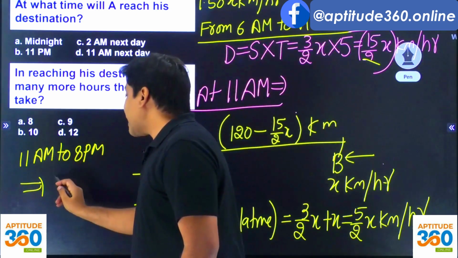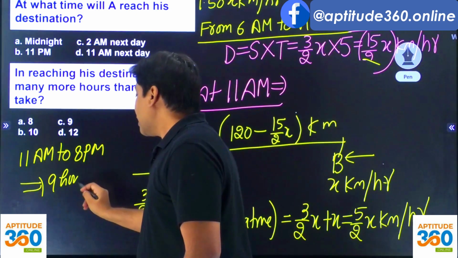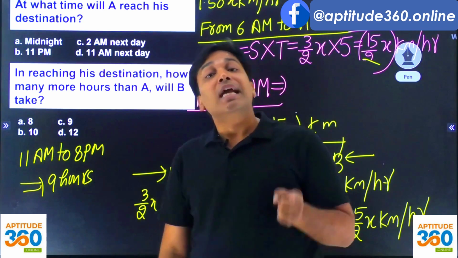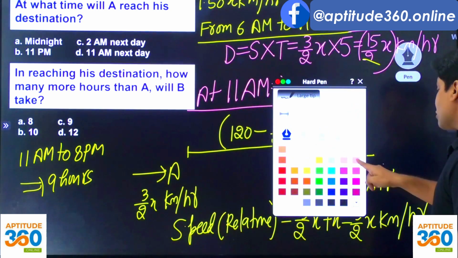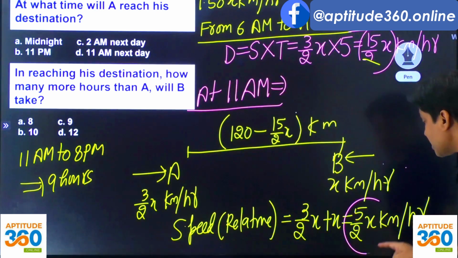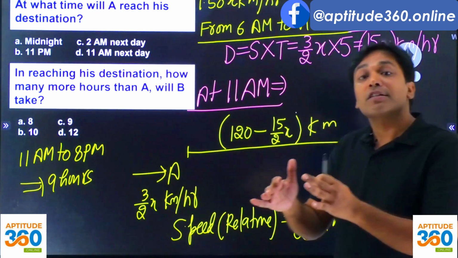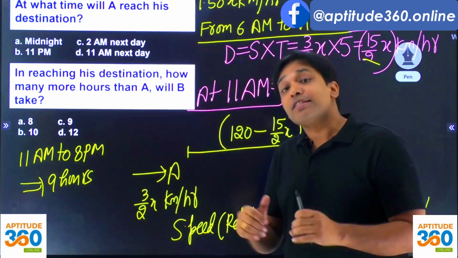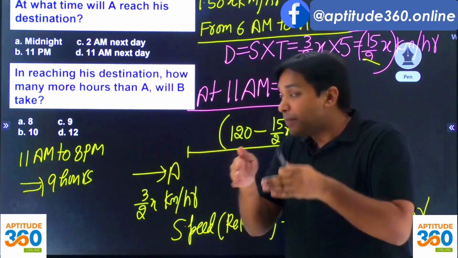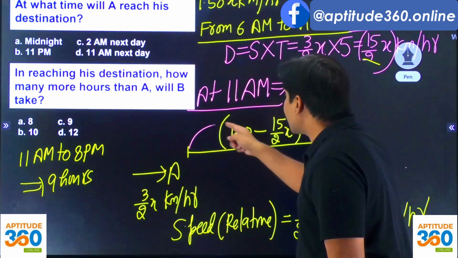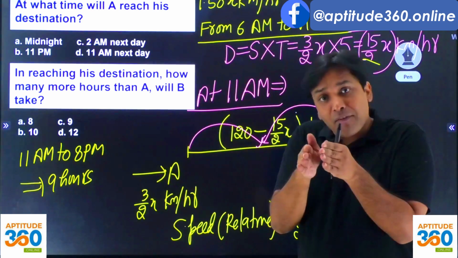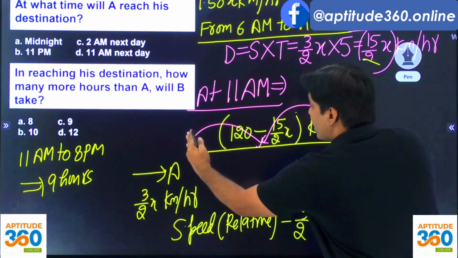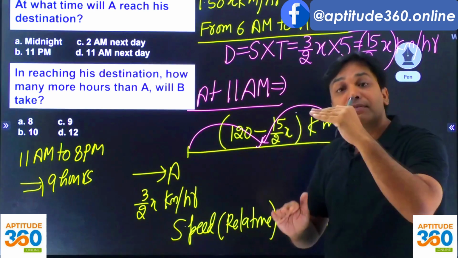And what is going to be the time? It is going to be 9 hours. Both traveled simultaneously for 9 hours. The relative speed is known to you. This is 5 by 2x kilometers per hour. And now what is the distance that they have covered? Because they are both meeting. A starts from here and comes here, B starts from here and comes here to meet. So collectively they have covered this entire distance, which is 120 minus 15 by 2x.